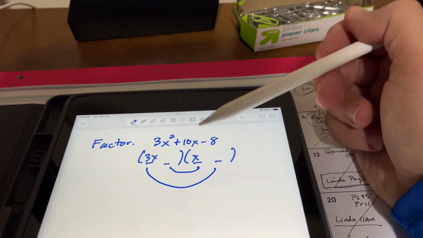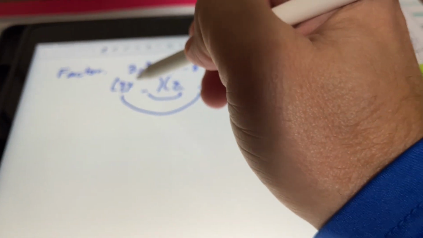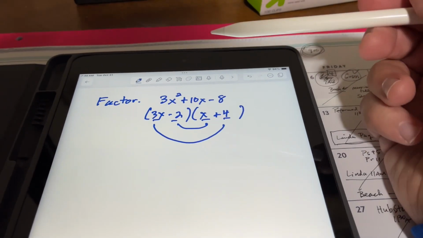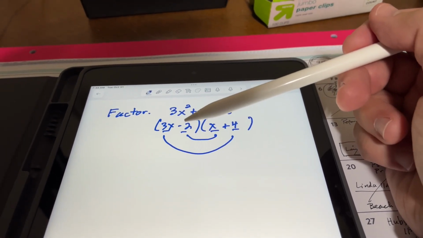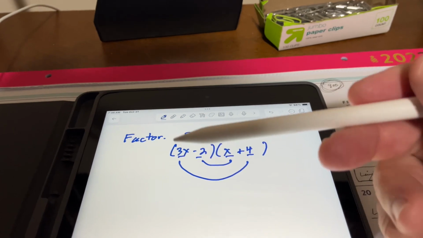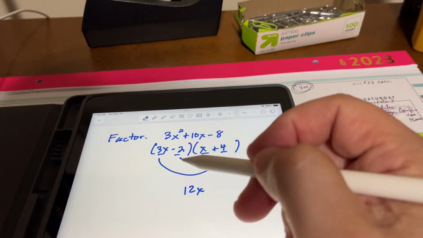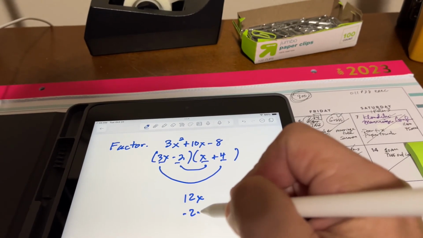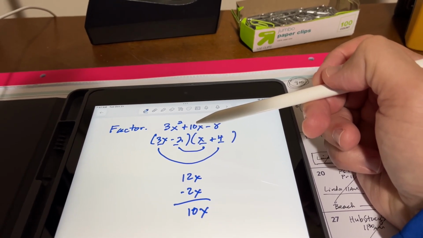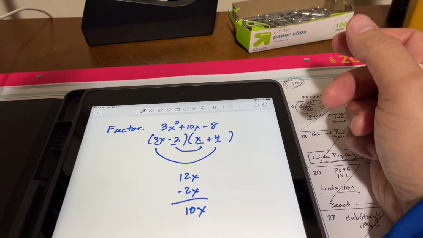So this is mental mathematics. You might have to try quite a number of things. Anyway, at some point you're going to come to this conclusion, and I would use a pencil with an eraser so that you can try a lot of things. Well, notice that -2 times 4 really is -8. And when you do 3x times 4, you get 12x. And when you do -2 times x, you get -2x. And when you add those together, you get 10x, which is this middle term here. So this is the factorization of that trinomial by guessing and checking.